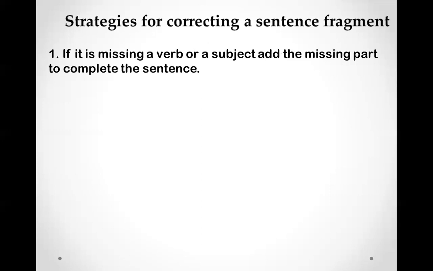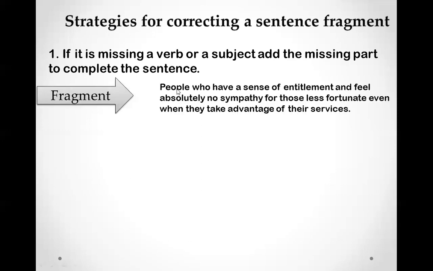If the sentence is missing the subject or the verb, I can simply add the missing part. Let's take a look at the following fragment. People who have a sense of entitlement and they care for the rights and feel absolutely no sympathy for those less fortunate, even when they take advantage of their services. Guys, on purpose, I decided to choose a long sentence. Why? Because usually we get like confused. When we have a long sentence, we immediately think that since this is a long sentence, so it's a complete sentence. And this is not the rule.